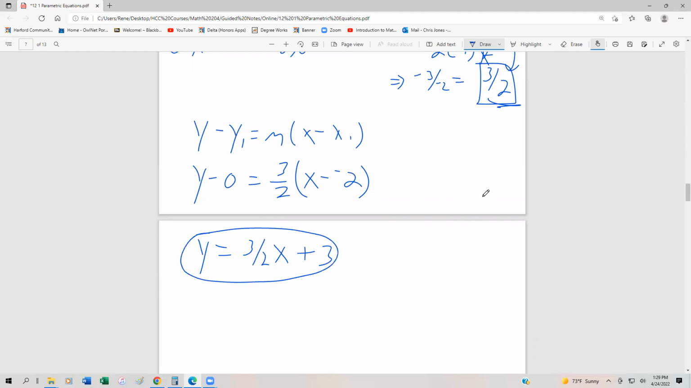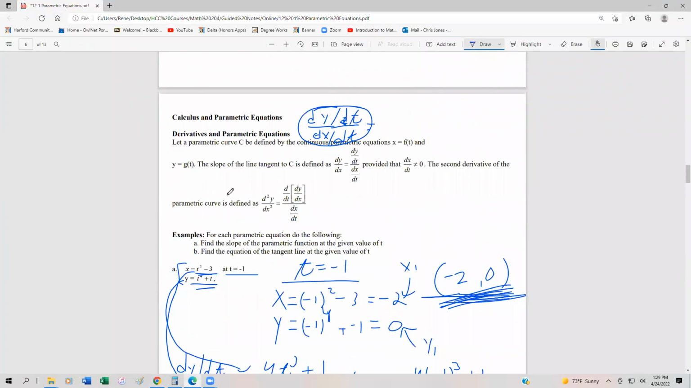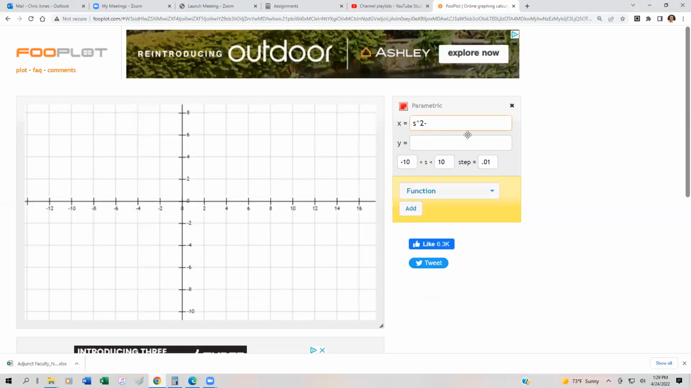Now, to see if this makes any sense, let's graph the original parametric and then also graph the tangent line on the same graph. And I'm going to use Fooplot for this. Remember, our parametric was t squared minus 3, I think. Let me check that just to make sure I'm not lying. So it was t squared minus 3 and then t to the 4th plus t. So t squared minus 3 and then s to the 4th plus s, and I know it's t's, but we have to put in s for Fooplot.